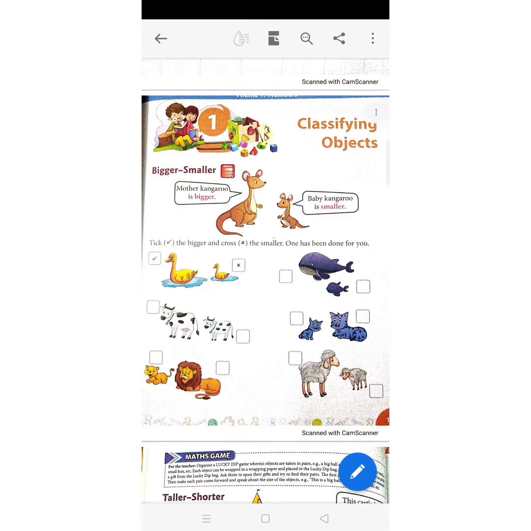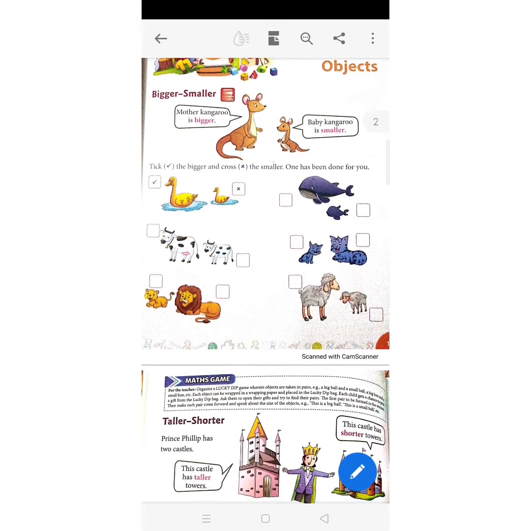Similarly, see, some other options are also there. Take the bigger and cross the smaller. One has been done for you. The duck is bigger than the duckling. Next is the dolphin. The dolphin is bigger than the calf. The baby dolphin is called calf. C-A-L-F.